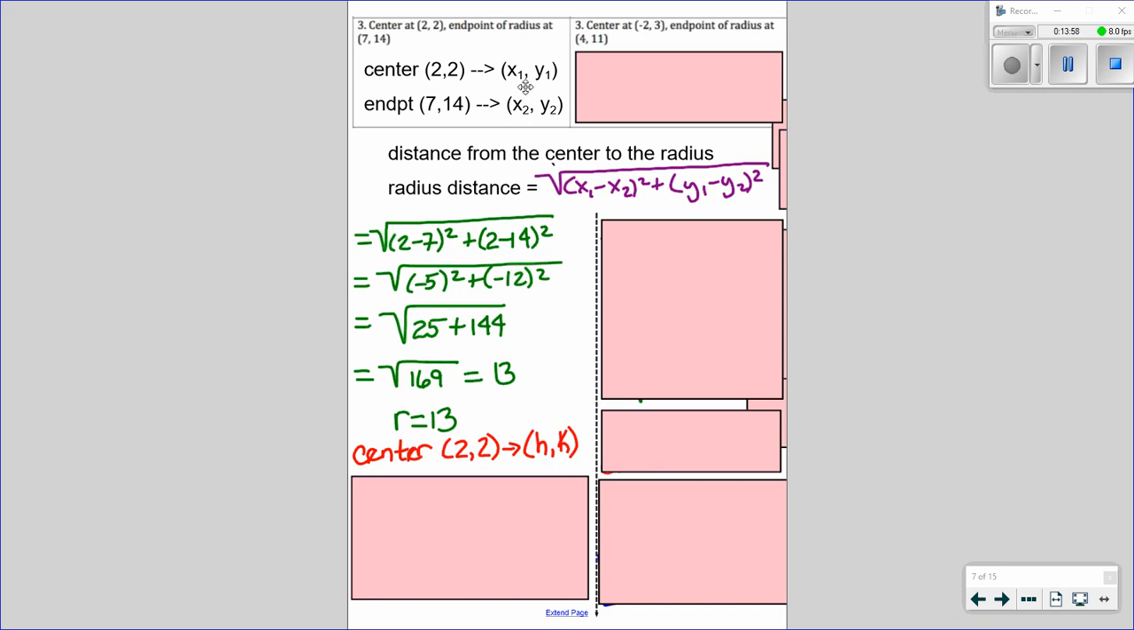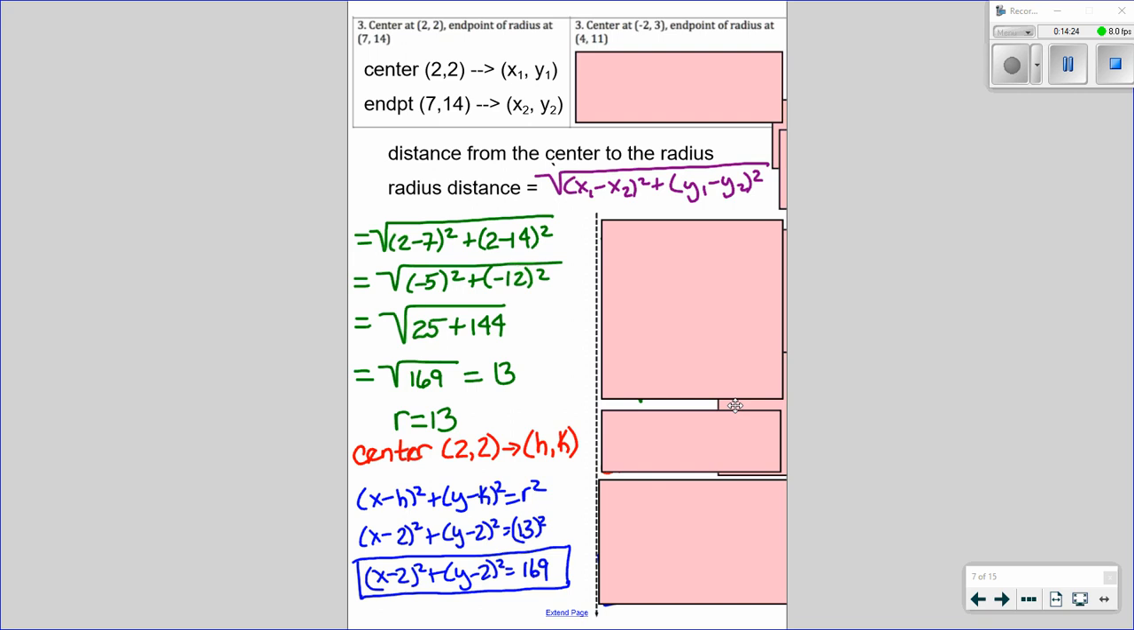Now this is confusing because I put x1 and y1. This was because I was trying to find the distance of the radius. Once you find the radius, then you replace this with this, because you're trying to write out the equation of a circle based on these two pieces of information. So you plug it back into the equation of a circle. You have your h and your k, and then you have your radius, and then you just simplify, and then you have that.